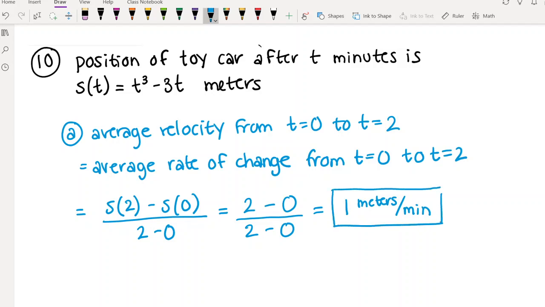That's overall, how far did it travel in the first 2 minutes? Or maybe not even how far it traveled, but what's the change in position from 0 to 2? Because it might have gone forward and backward during that time period. And then how much time has passed? 2. Dividing those, you end up with the average velocity.